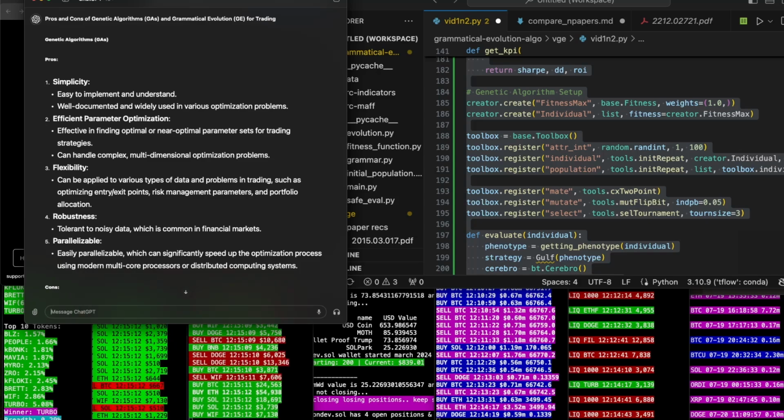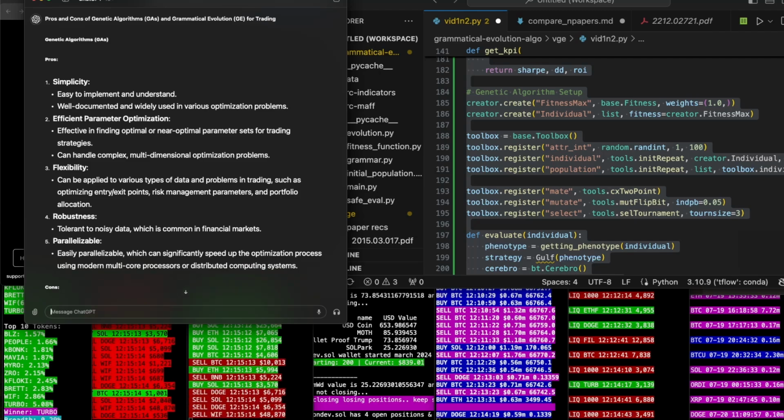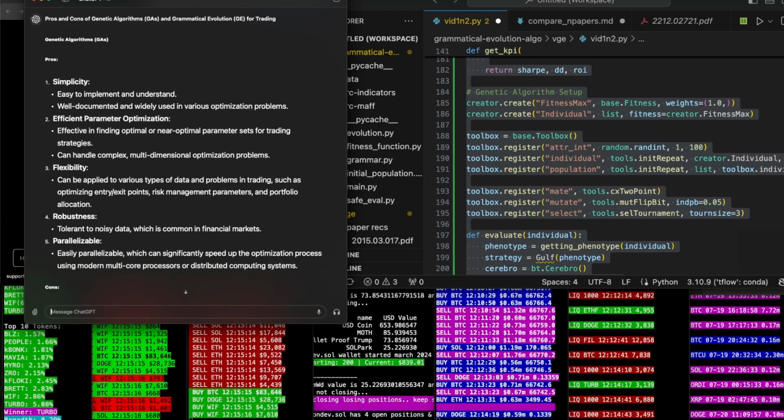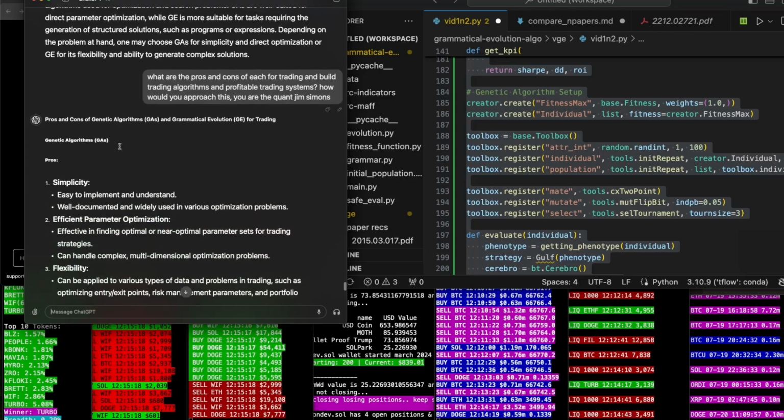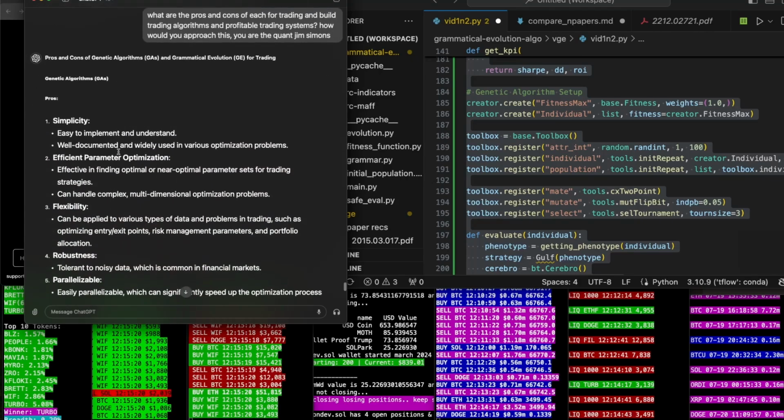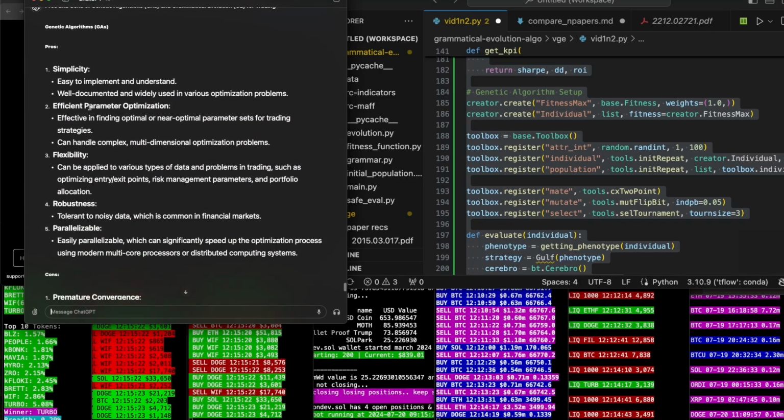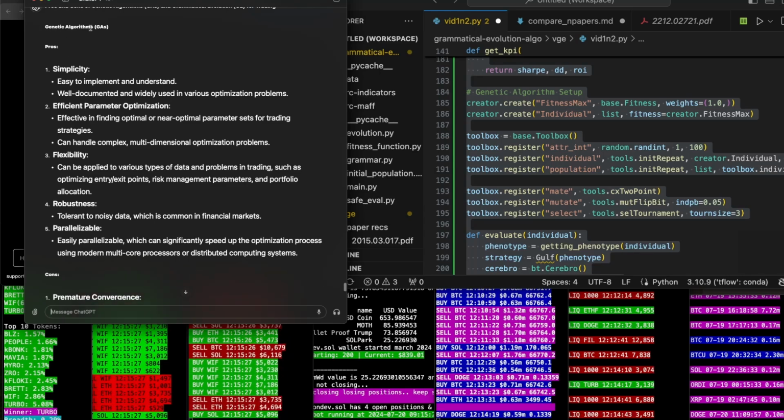You are him. What would he say? If you're unsure about Jim Simons, Google it. Genetic algorithms, pros and cons. They're easy to understand. Genetic algorithms, GAs.